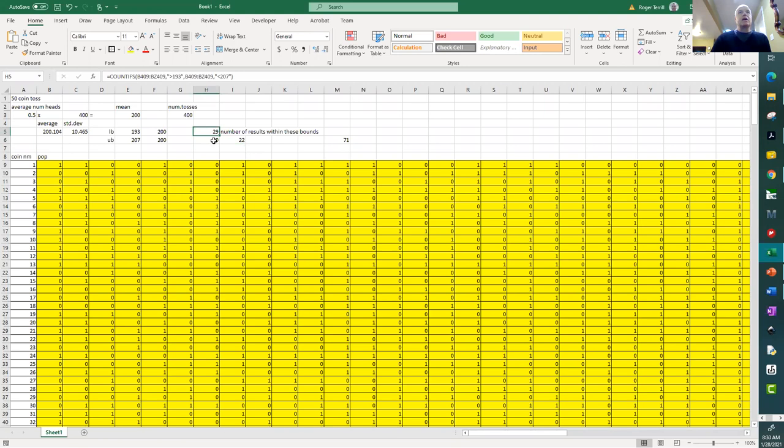Anyway, this is how we would start doing a simulation: you simulate each event. And this should be 50% probability of being a one or a zero. And it's close, because the average is 200 out of 400, and the standard deviation there is 10. And we don't need probability theory to get there. So this is how I did it, and I used COUNTIF.